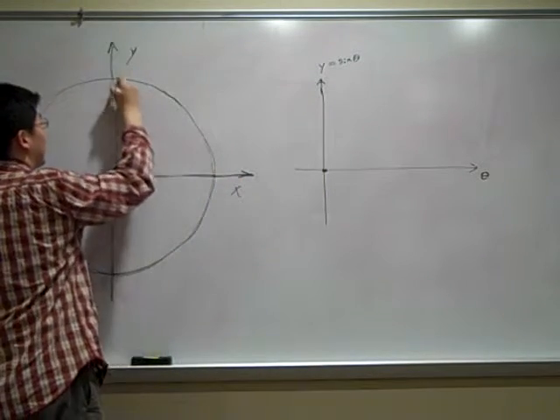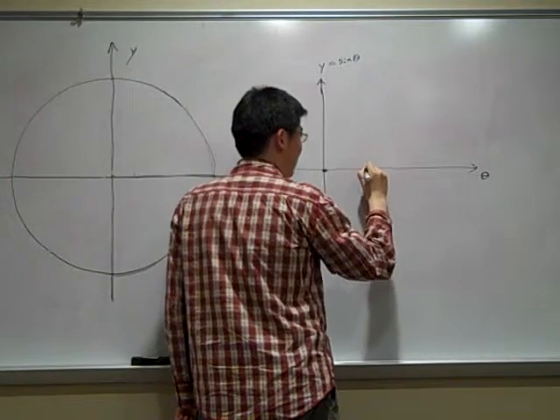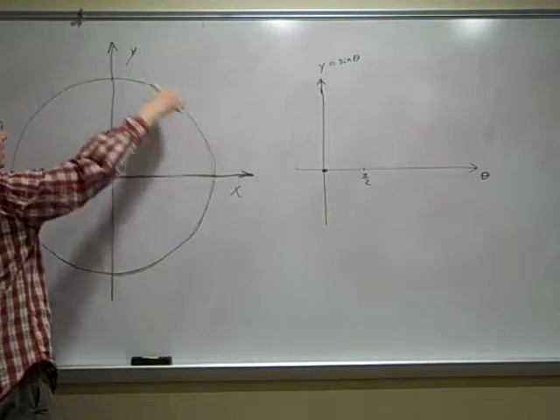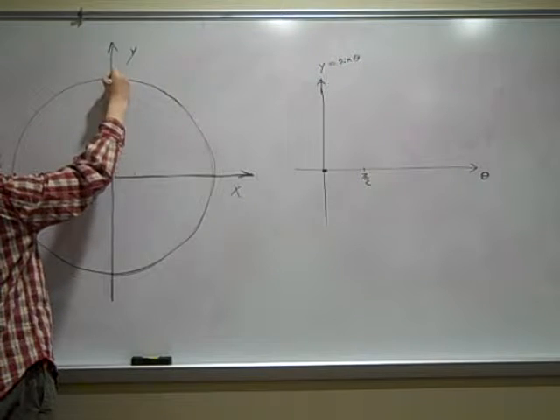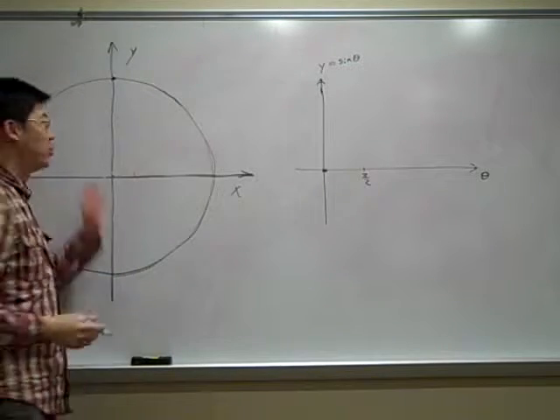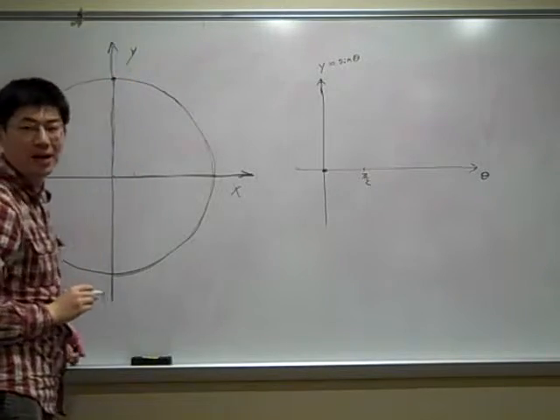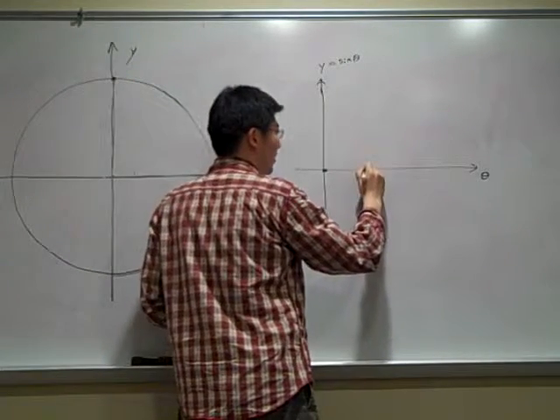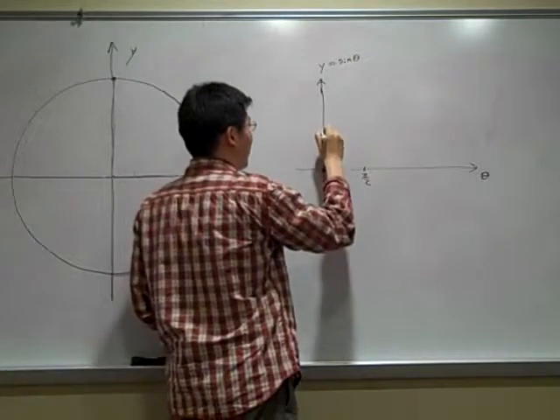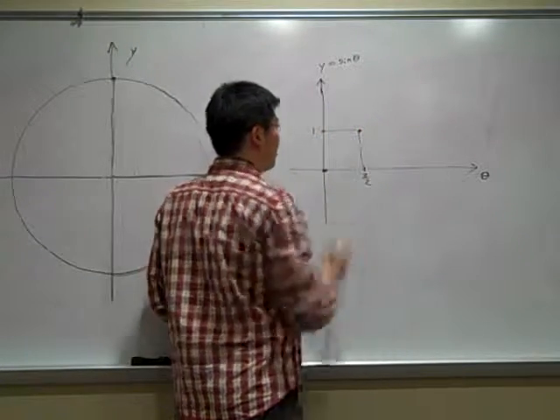Now, what is the next interesting point? The next one is at 90 degrees, or pi over 2. Here, sine of theta is completely this vertical distance. And remember the radius of the unit circle, because it's called a unit circle, is 1. So this vertical distance is exactly the radius of the circle, so it's equal to 1. At theta equals 90 degrees, or pi over 2, y should be equal to 1.